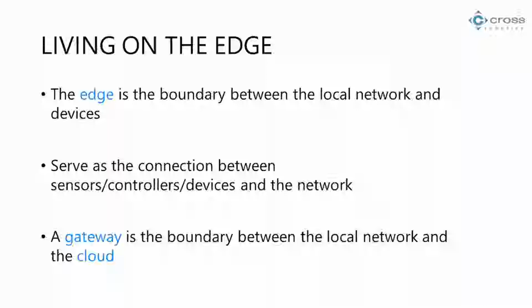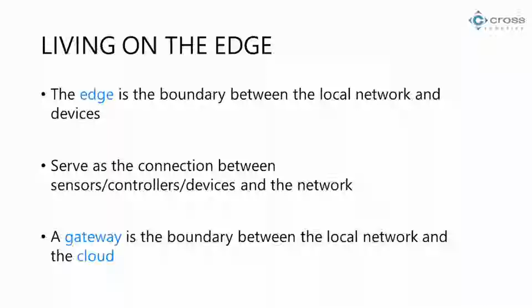Another important concept, I'll preface this by saying I haven't been able to find a solid definition on edge versus gateway, okay? So I'll give you a preliminary definition. The edge is the boundary between the local network and the devices. It can also mean the furthest device on an IoT system from the cloud, where all the big data storage and processing happens, right?